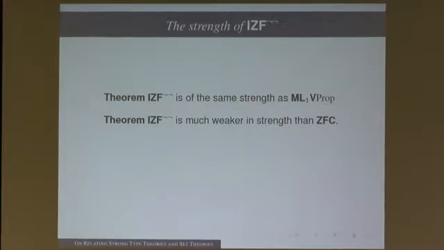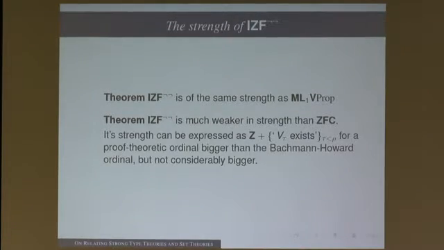Okay, and it turns out that this theory is much weaker than ZFC or ZF. And the strength can be characterized in terms of Zermelo plus iterations of power set. You have to go beyond the Bachmann-Howard ordinal, but not that much. It depends also on other ingredients. So here we have a set theory, this kind of negative IZF, which has a much, much lower consistency strength than ZF.